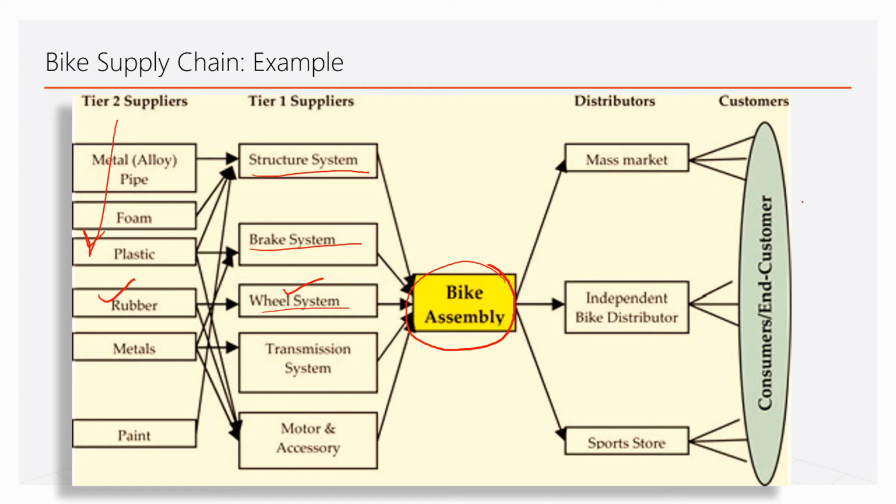So I hope you got the idea regarding how we can define a supply chain. The important component is that we have to manage three types of flow: physical flow, information flow, as well as financial flow. And the relationship between these suppliers, the first tier supplier, the second tier supplier, the manufacturer, and the distribution is not compulsorily always linear.